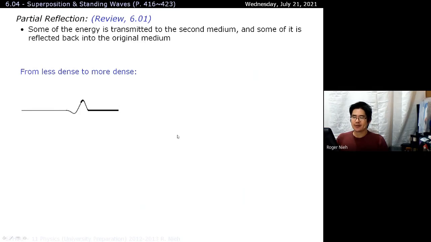So when you go from less to more, you will have this partial reflection, but you will also have a definite transmission as well, but the wave will travel a lot slower. When you go from less to more, yes, the new wave will travel a lot slower.